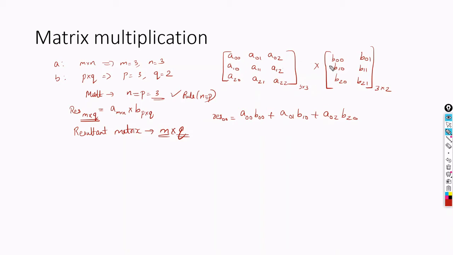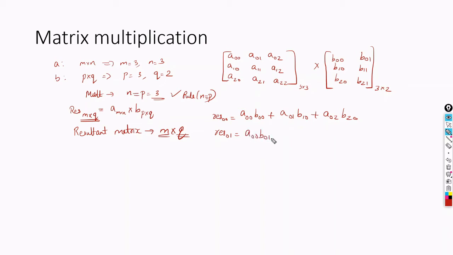And what about the second element? Second element, say RES01, that will be equal to the first row of the first matrix into the second column of the second matrix. So how do you write it?